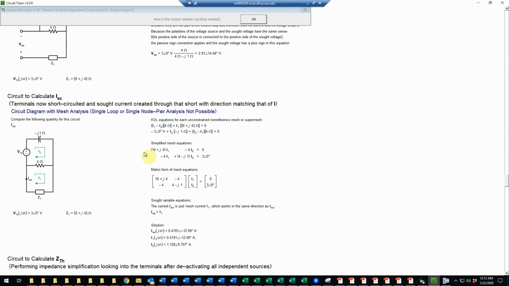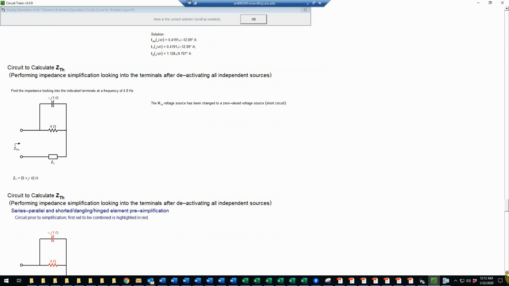Now an alternative would be, instead of putting an open circuit here, to replace the terminals with a short circuit. And now we would have this be ISC by definition, which flows in the same direction essentially as the original I. Remember, that came out here or went back in there. And so that's the correct direction. Now this circuit actually is not a single loop or single node pair, so it requires a full-blown mesh analysis, which is illustrated here. So that probably is not the easiest way to solve this problem, but it could be done if you wish to do that. And if done correctly, of course, it'll yield the right answer for ISC.